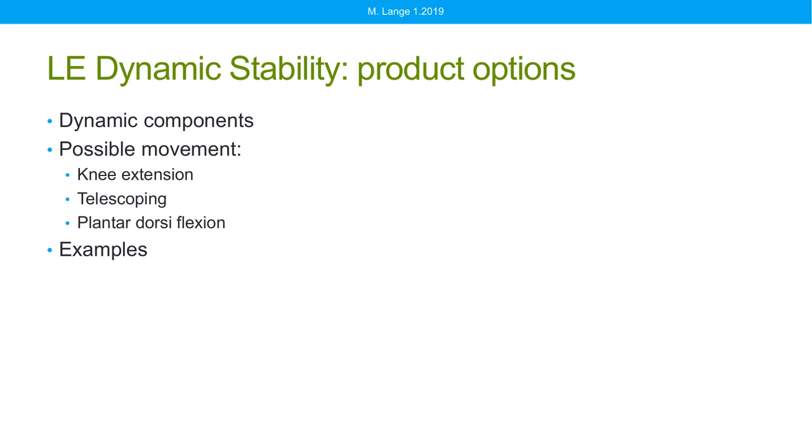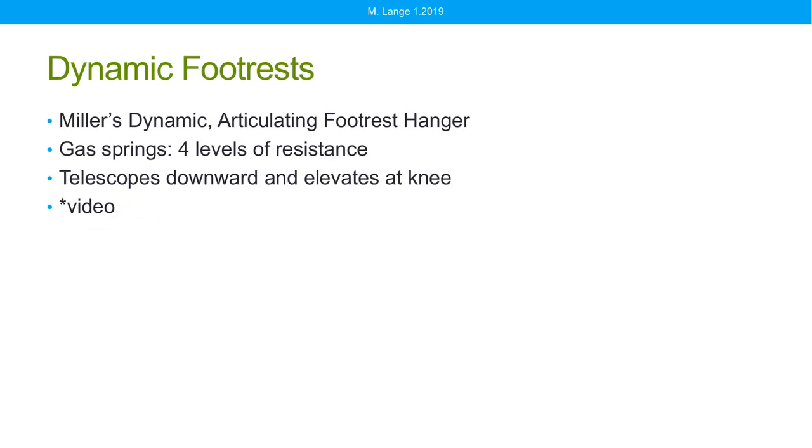The telescoping and knee extension movements tend to go together. It allows for that normal arc of movement that happens at the leg. Providing movement at the knee is really much more complicated than at the back because we do have these multiple planes of movement. So there are a few options out there for dynamic footrest.